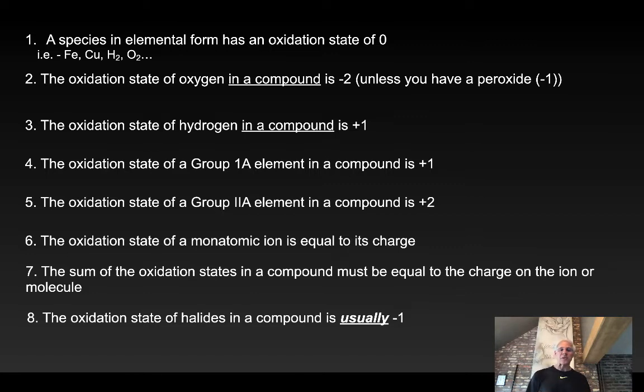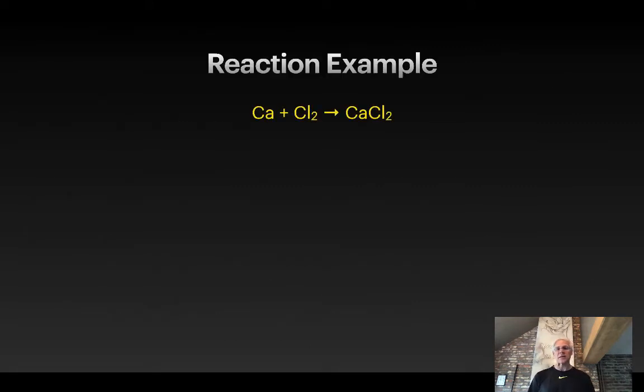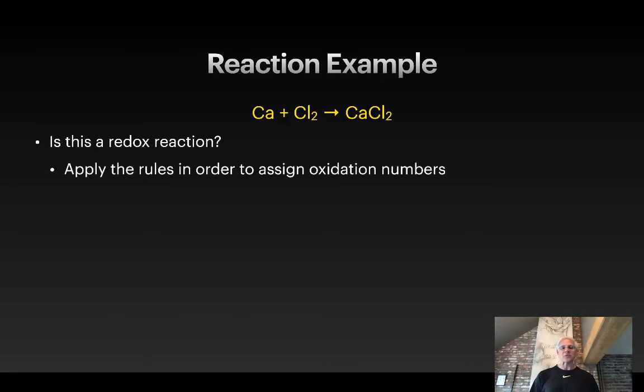Okay, it's important that you assign the oxidation state of a halide as a -1 only as a last resort. This is why it's important to follow these rules in order. So let's look at an example here. Here is calcium chloride. We have calcium metal plus chlorine gas forming calcium chloride, CaCl2. Is this a redox reaction?